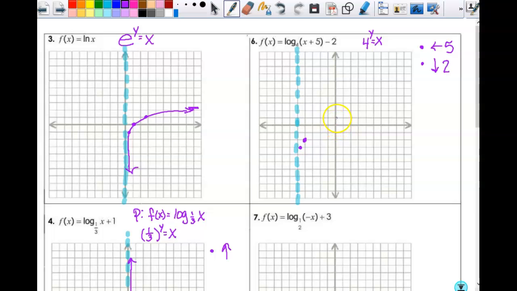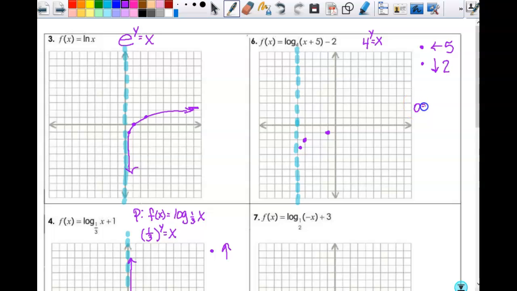When y is 1, x is what? 4. 1, 2, 3, 4. Then I move to the left 5 and down 2. Okay, so those are my 3 anchor points that have found their new homes. But I don't have an x-intercept on my graph, so I need to figure out what it is in case it's something that I can graph. So in order to find my x-intercept, what do I do? Set y equal to 0.